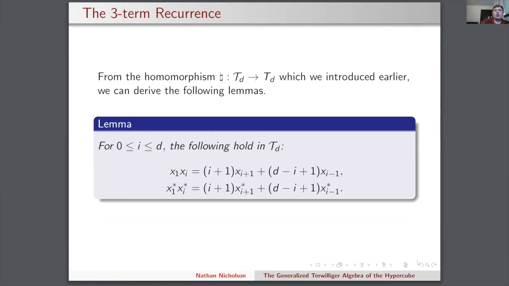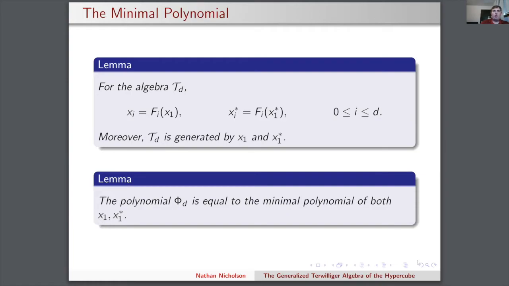If you think about natural and remember that it induces isomorphisms between these isomorphic copies of the Bose-Mesner algebra and the dual Bose-Mesner algebra inside the generalized T algebra, you get that the xi's and the xi stars satisfy a similar three-term recurrence as the distance matrices. And so then similarly, we can write xi as a polynomial in x1 and xi star as that same polynomial in x1 star. And a consequence of that is that TD is generated by x1 and x1 star.